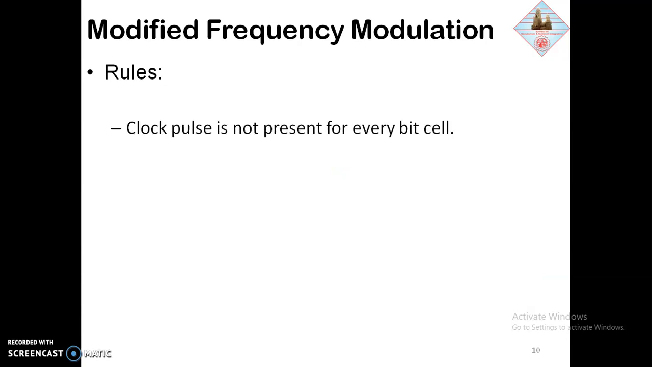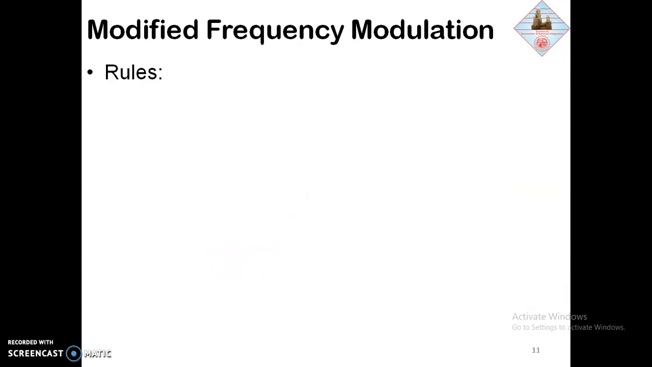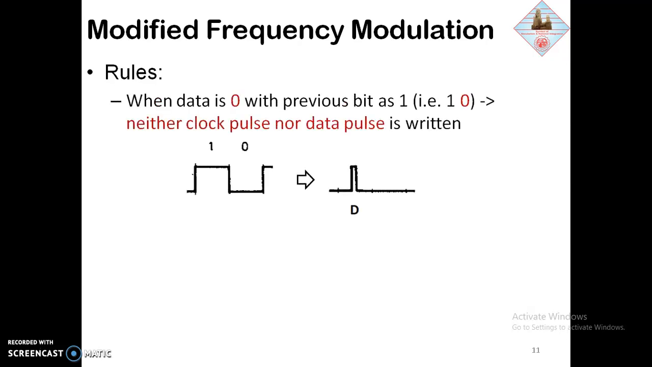Clock pulse is not present for every bit cell. Rule number 1. And rule number 2, when a data is 1, the data pulse is written at the center, as shown in the figure. For input data as 0, we have to check the previous input data. For example, if the current input data is 0 and if the previous input bit was 1, then neither clock pulse nor data pulse is written, as I have shown here in the example.